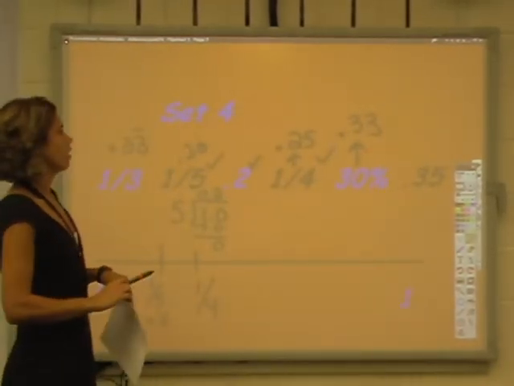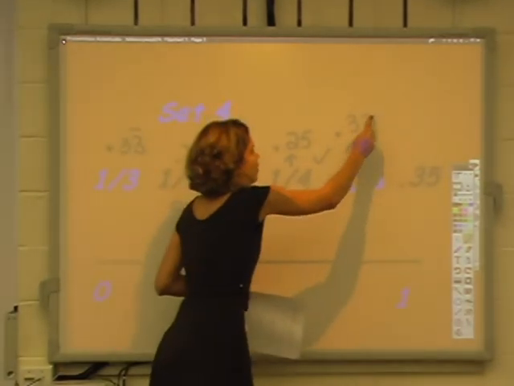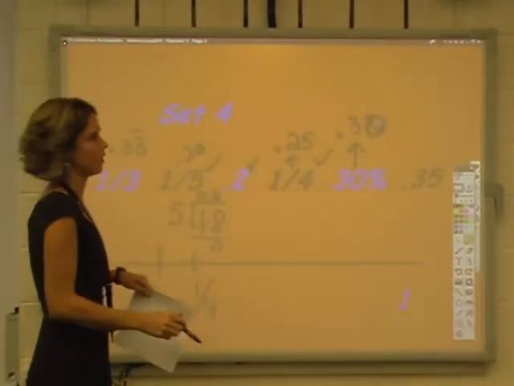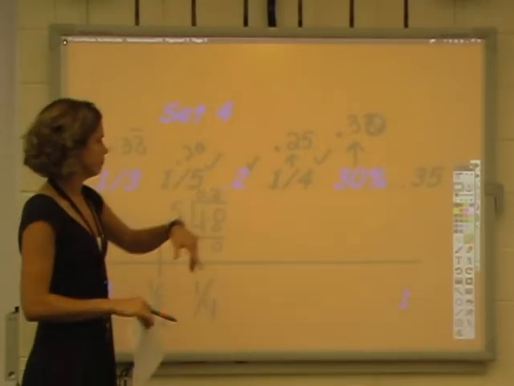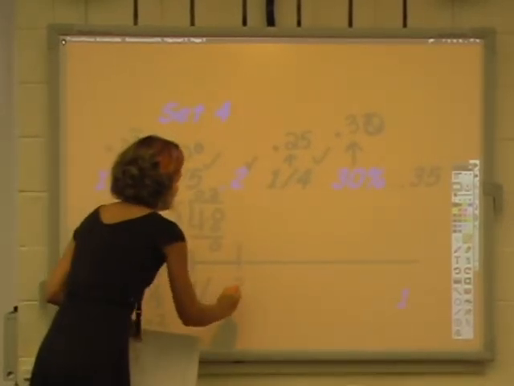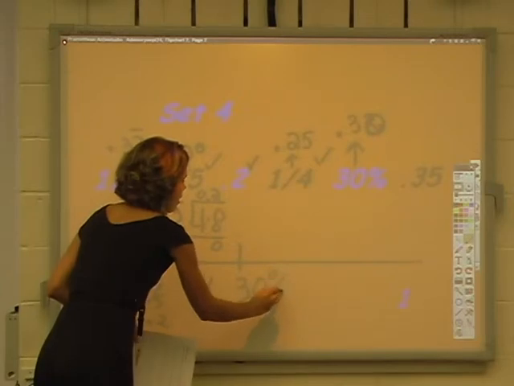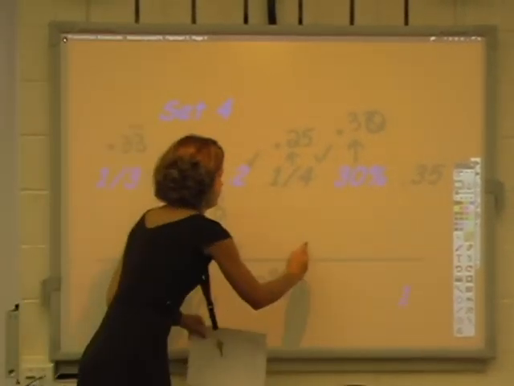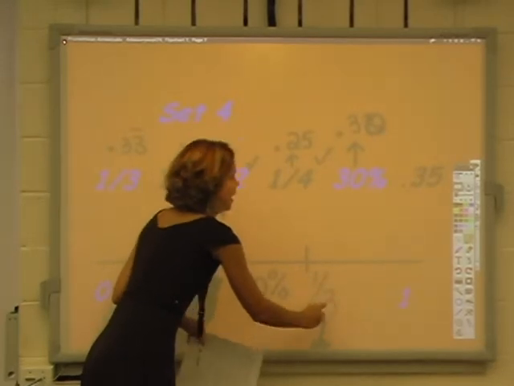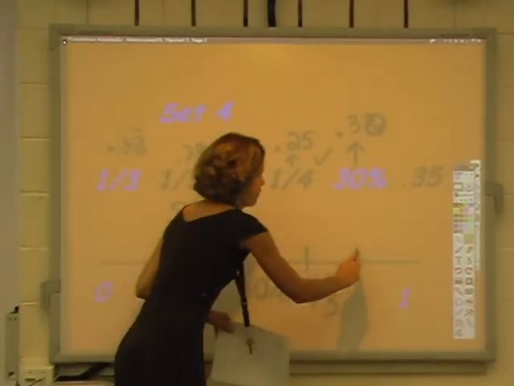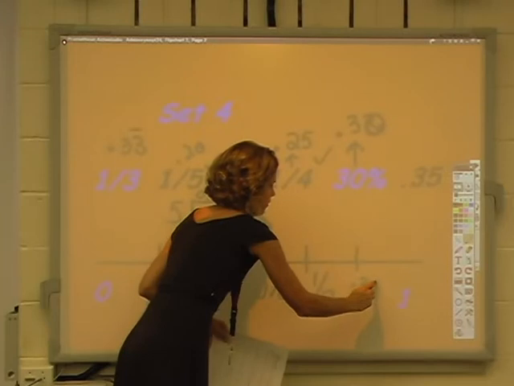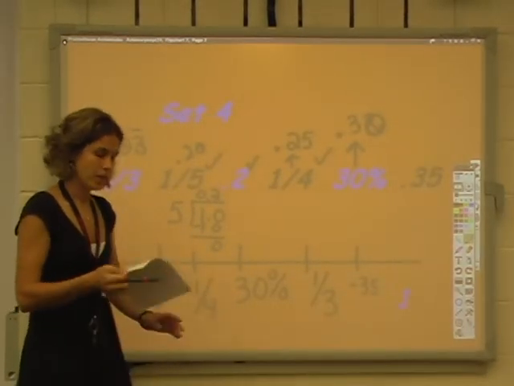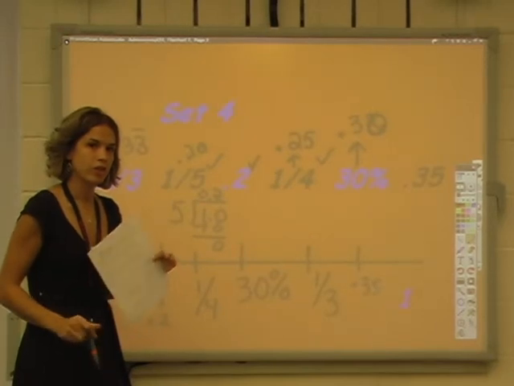The next one, oh, I made a mistake earlier. Hopefully you caught that. 30% is really 0.30. I was rushing when I was writing. 30% would be next, followed by my 0.33, which is 1/3. And last, 0.35. There we have all our fractions in order. So that gives you a couple more practice problems to try. Good luck.